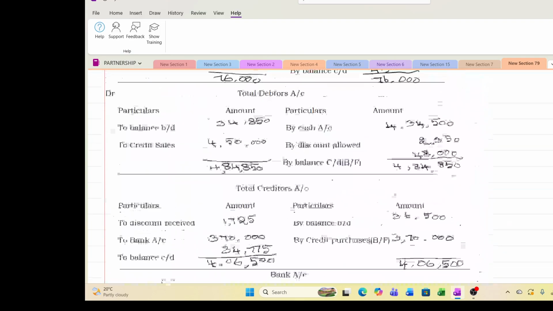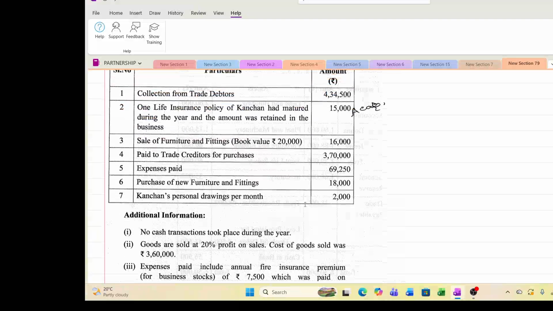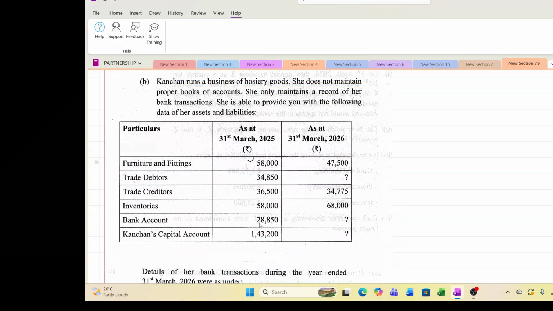Okay. Next, moving on to the next item, inventories. Don't make any hurry. You can write it properly, step by step. You will end up with a very good solution. You will not have to worry about anything. Inventories, opening and closing, is given.